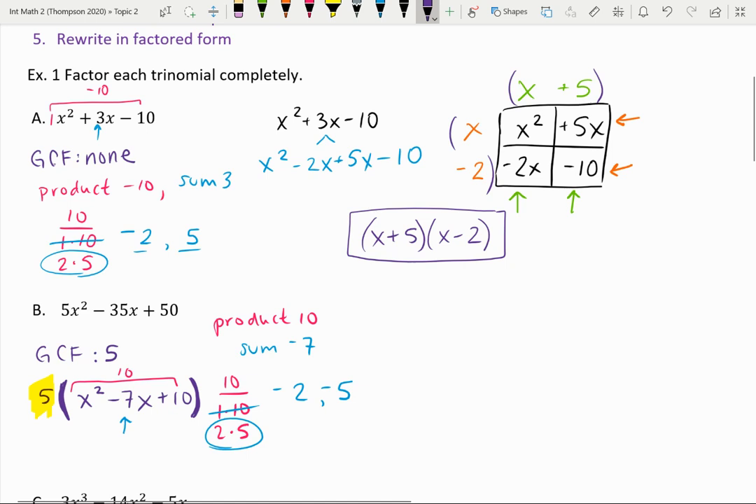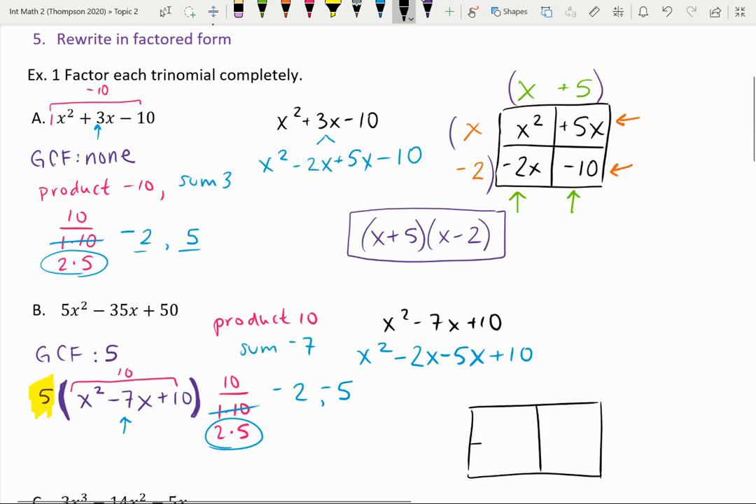But when I continue to factor, I'm really just factoring this trinomial inside. So I have x squared minus 7x plus 10, and when I rewrite that, instead of minus 7x, I'm now going to use the minus 2 and the minus 5. So I have minus 2x minus 5x. And that's what goes inside my box. All right, my first box is going to be the x squared. My last is going to be the 10. And then, reminder, it doesn't matter which order you put these in.